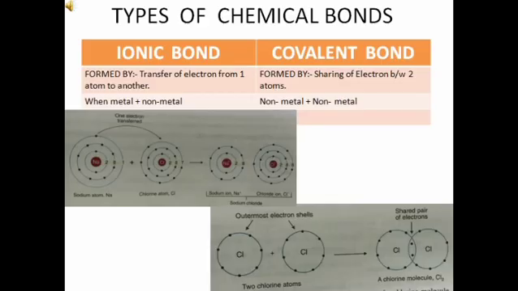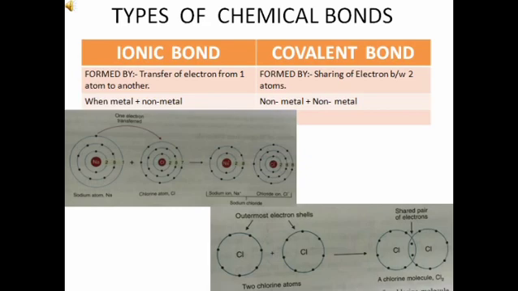Here we have types of chemical bonds. There are two types, ionic and covalent. Ionic bonds are formed by transfer of electron from one atom to another. In a covalent bond, sharing takes place between the two atoms. An example of an ionic bond is when metals react with non-metals, and for covalent it's non-metal reacting with non-metal. Examples are also given, but in the next video, that would be part 5, I'll discuss this in detail.